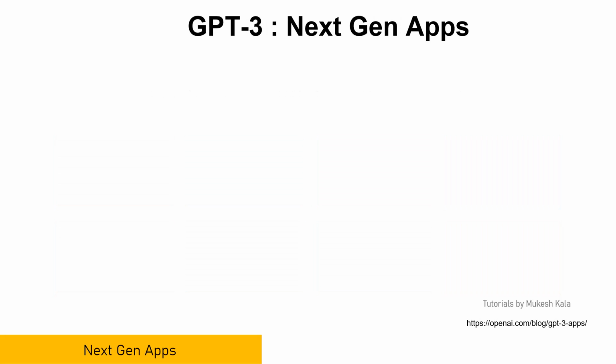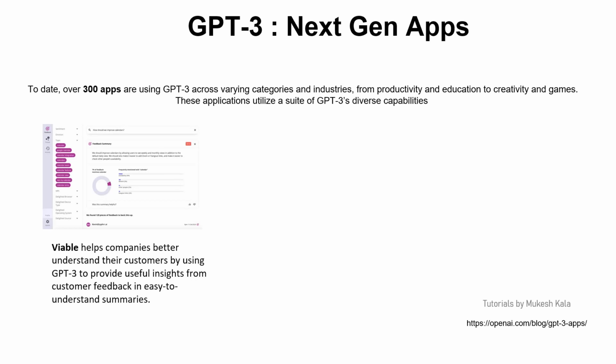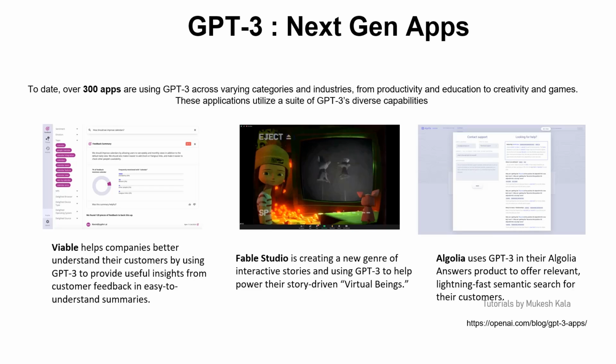Now, what exactly are the next generation apps? To date, over 300 apps have been created with the help of GPT-3, right? Some of these help companies better understand their customers by using GPT-3 to provide useful insight from customer feedback and easy-to-understand summaries. Fable Studio is creating a new genre of interactive stories, using GPT-3 to power their story-driven virtual beings. Algolia uses GPT-3 in their Algolia Answers product to offer relevant, lightning-fast semantic search for their customers.